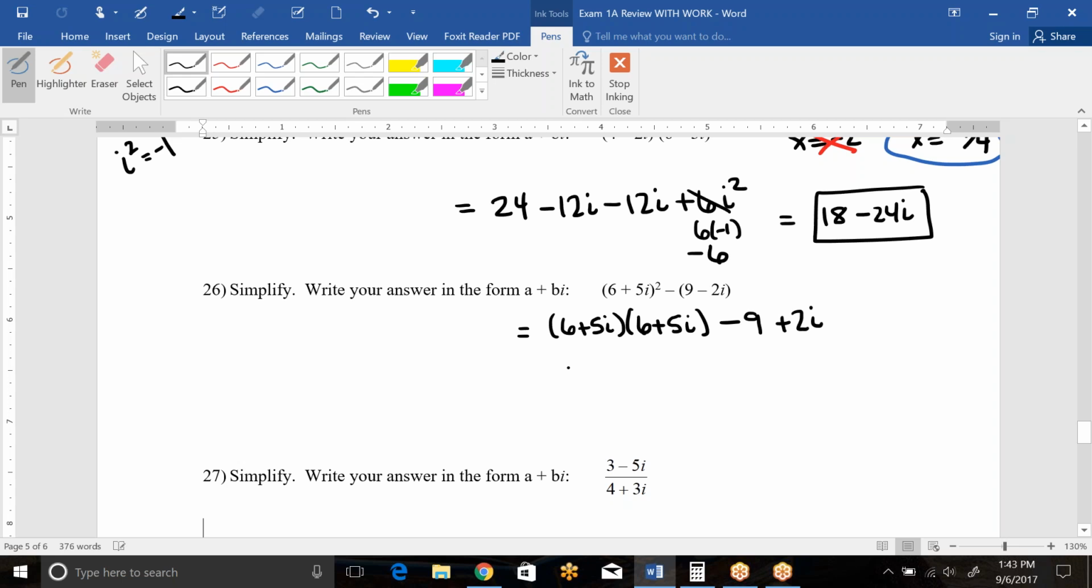So let's distribute. This would be 36 plus 30i plus 30i. Be careful here. That's going to be positive 25i squared, which we're going to fix in a minute. Remember, that's really a negative 1 there, so that's going to make that guy negative 25. It changes signs. So this is 36 minus 25, so that'd be 11, minus 9 more would be negative 20, and then 30 plus 30 is 60, plus 2 would be 62i.